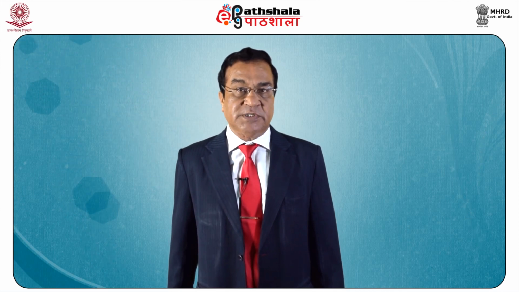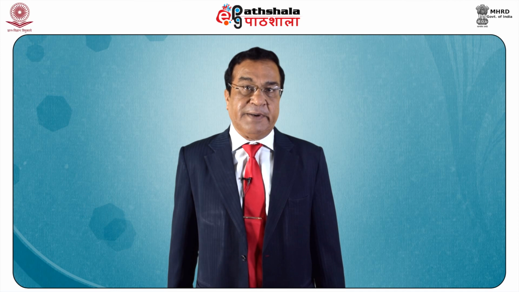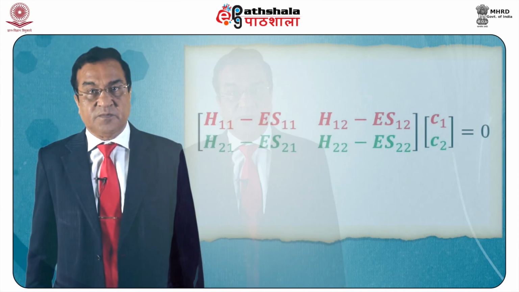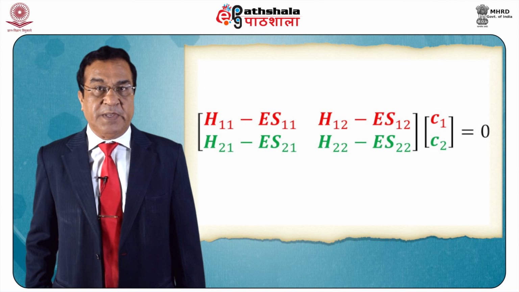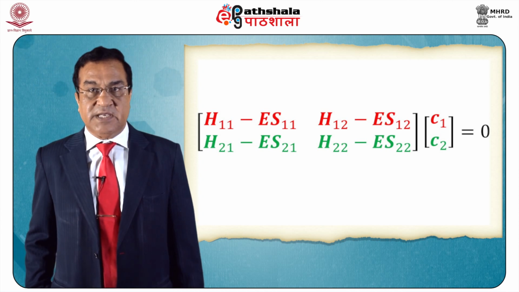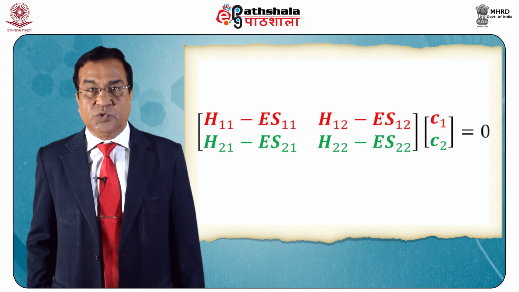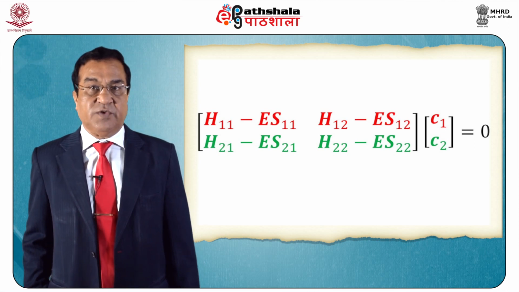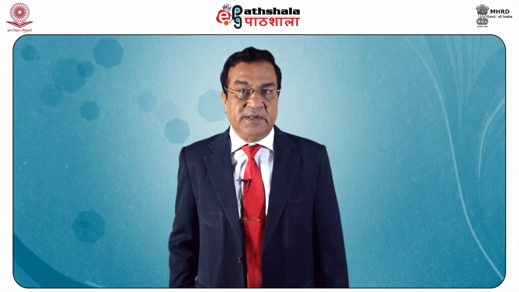Once this trial wave function is used, we have the corresponding secular determinant. What will be the size of the secular determinant? That will depend upon the number of conjugated carbon atoms. For example, in the case of the ethylene molecule, the secular determinant will be of this form: H11 minus ES11, H12 minus ES12, and the second row would be H21 minus ES21, H22 minus ES22, and then C1 and C2. So this is equal to 0. So that's what we get, a secular determinant of order 2 by 2 for the ethylene molecule.